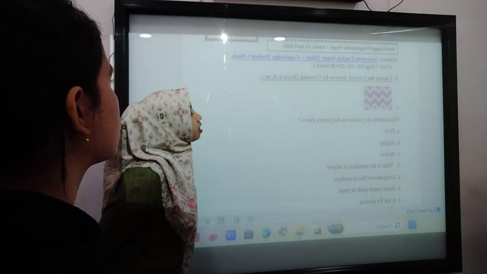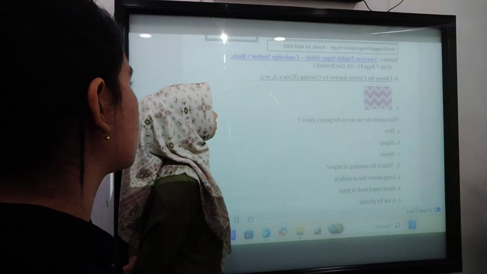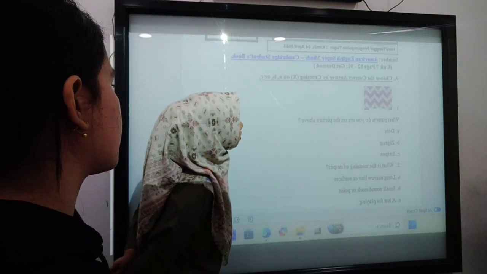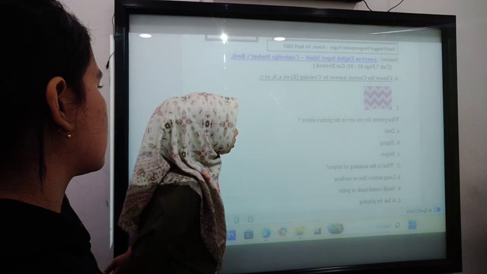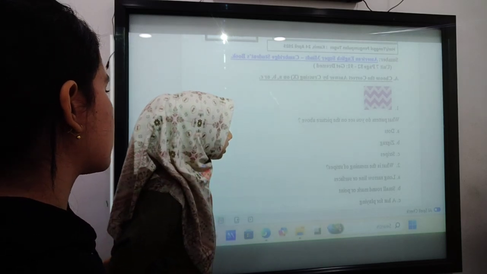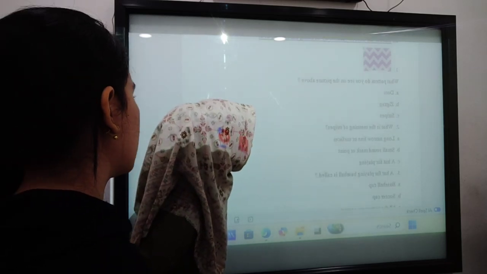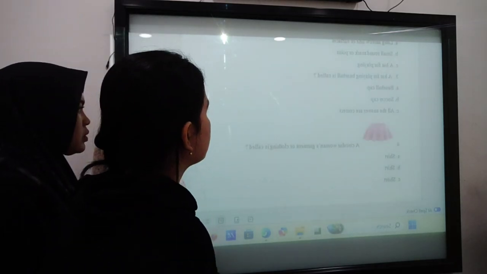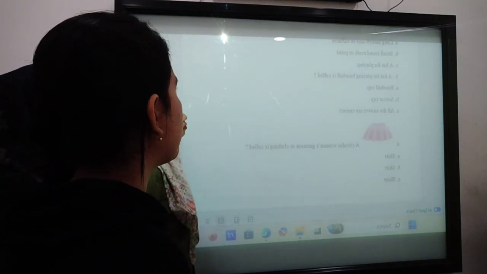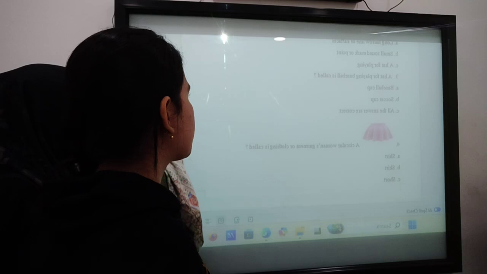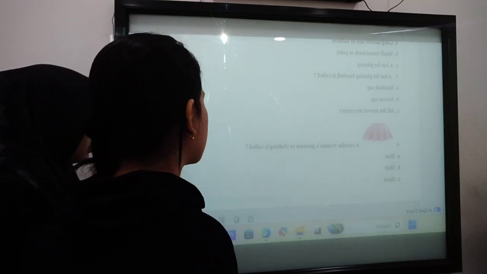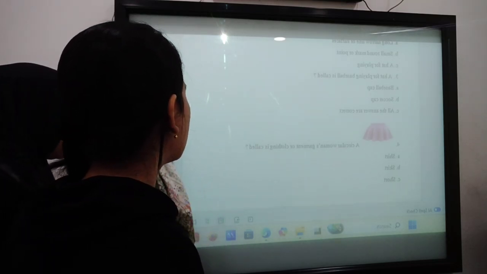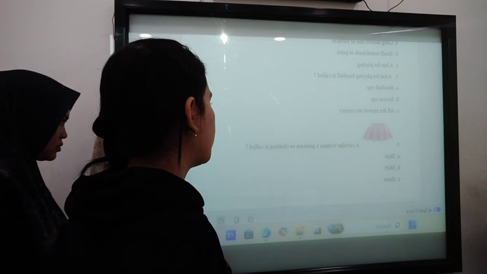Okay. What patterns do you see in the picture above? The answer is B, teacher. Number 2, what is the meaning of stripes? The answer is A, long narrow line or space. Number 3, a hat for playing baseball is called A, baseball cap. Number 4, a circular woman's garment or clothing is called B, skirt.